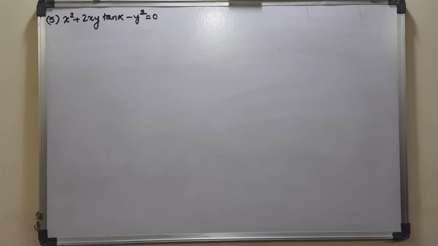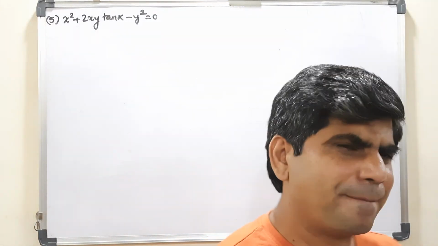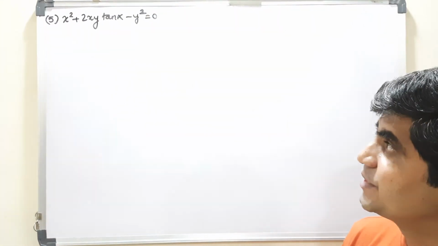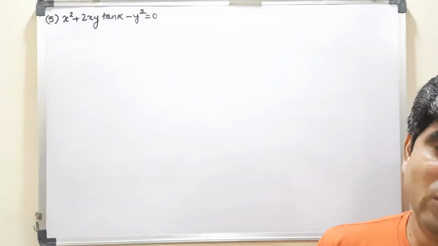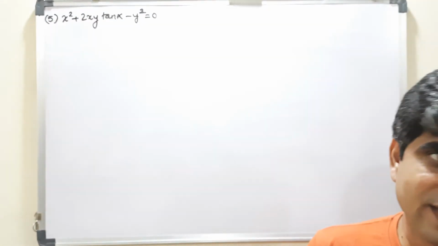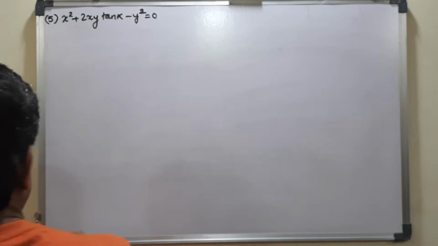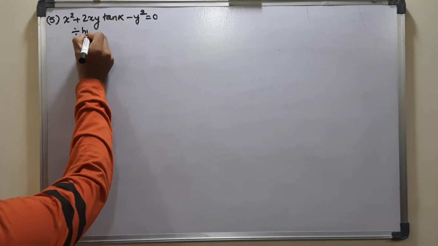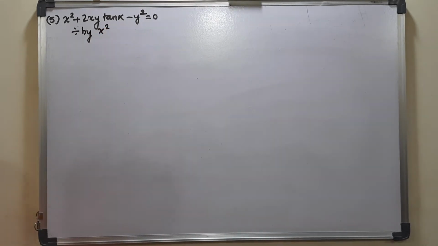Now, coming to the last question of this particular session, that is x square plus 2xy tan alpha minus y square, which is absolutely the same. But this time I will do it in a different sense. I will divide it by x square, to convert it into a quadratic. So it will become a quadratic equation in y by x.